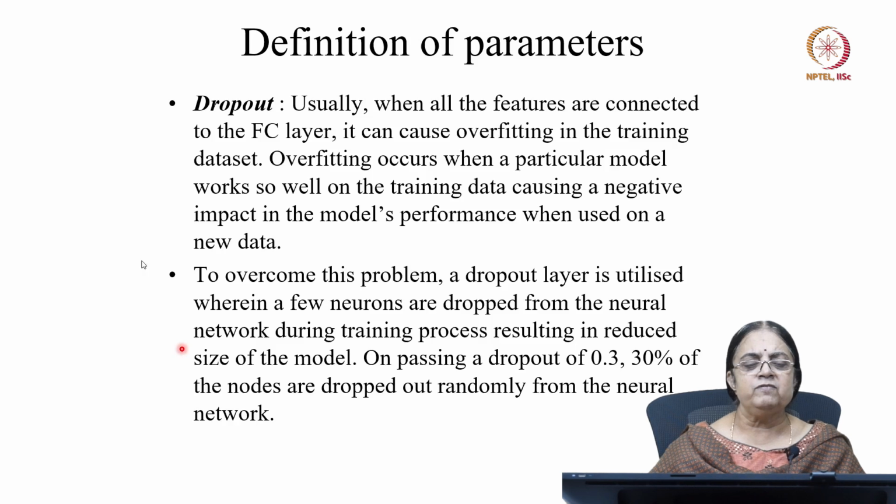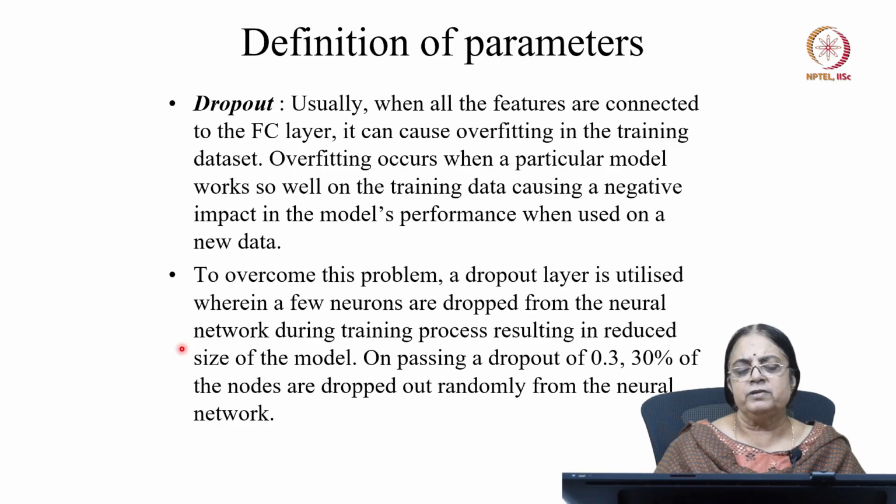And then you have what is called dropout. So what is this dropout? The fully connected layer will be really large, and working with such a large size can lead to overfitting. So you have a dropout layer, where about 30% of the nodes are dropped out, and you work only with the other 70% of the nodes basically.